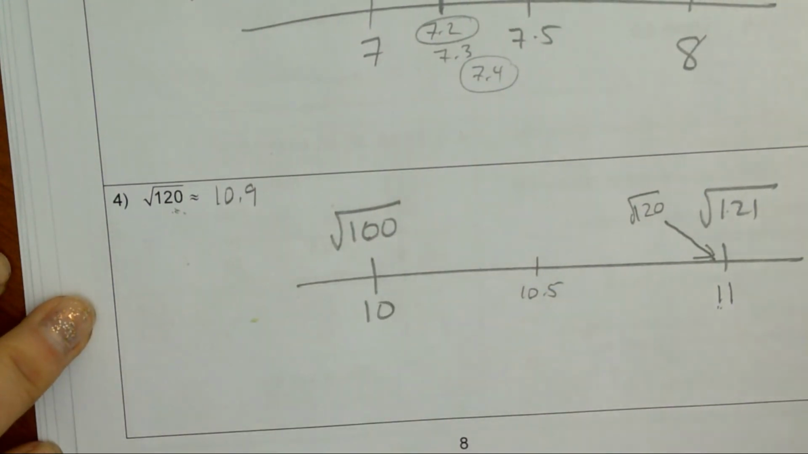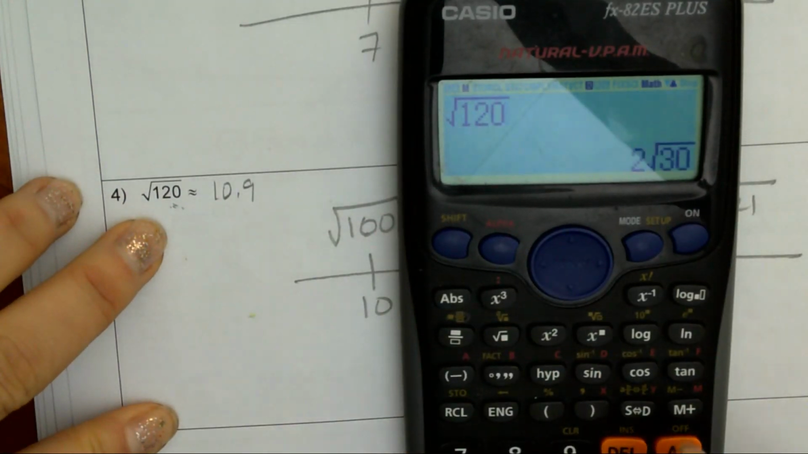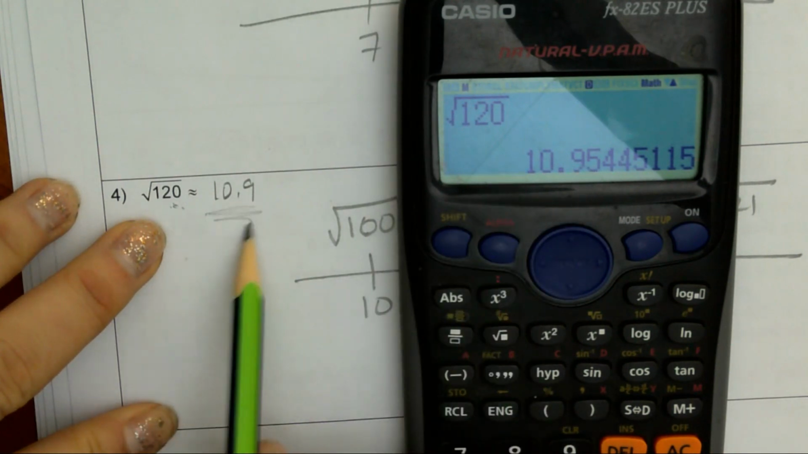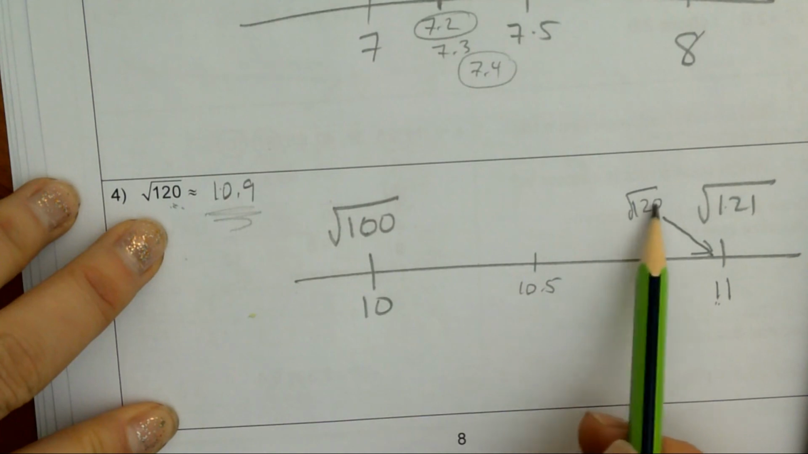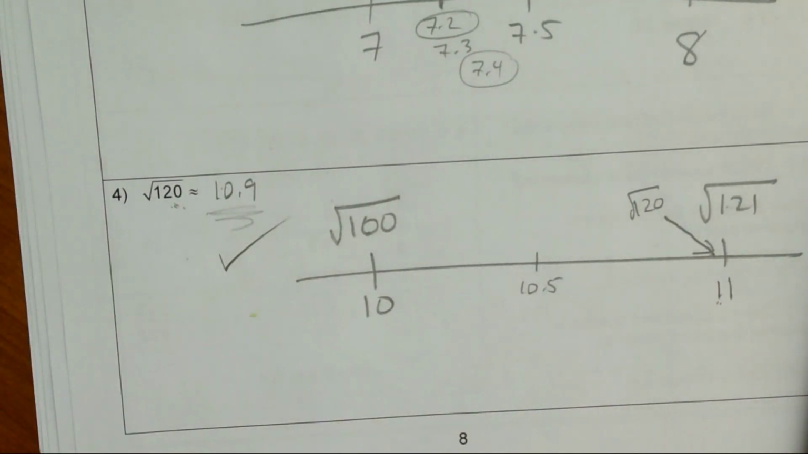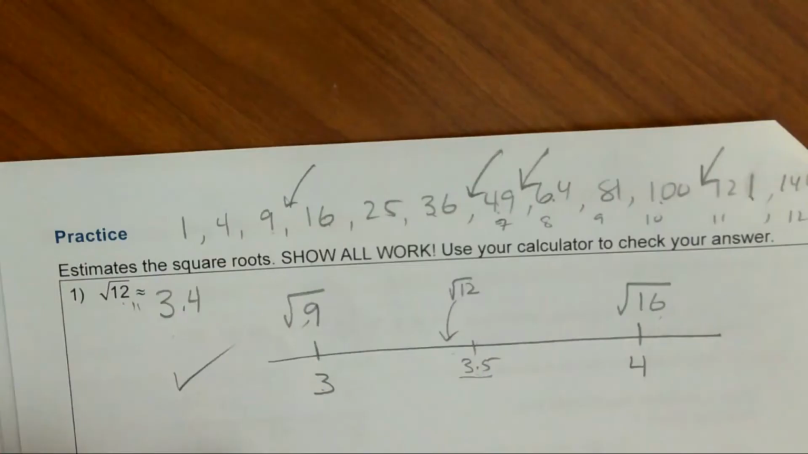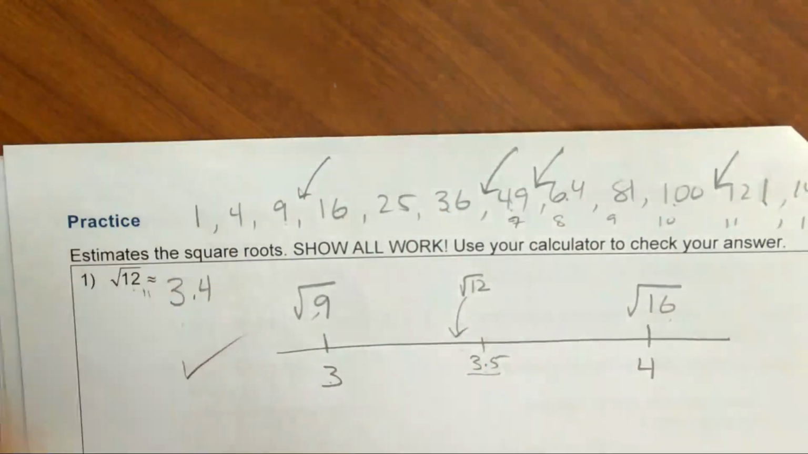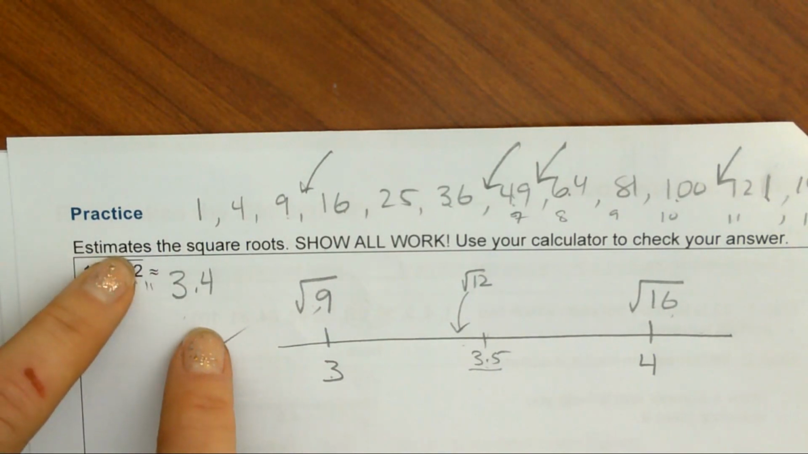Okay, so let's check. Square root of 120. Oh, 10.95. Look at that. That's very close. But it was kind of easier because 120 is very close to 121. Good. So now we can estimate square roots because we know our perfect squares. So we can sort of guess the answer. We don't know it exactly, but that's why it's called estimate, تقريبا.